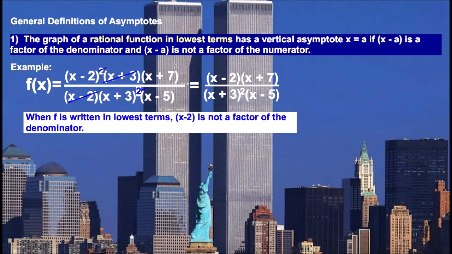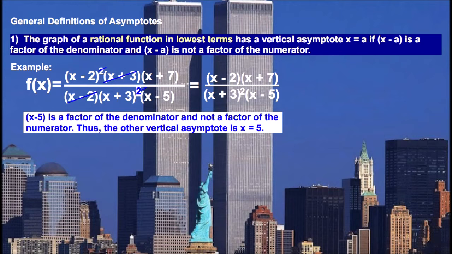When f is written in lowest terms, x minus 2 is not a factor of the denominator. Thus, there is no vertical asymptote at x equals 2. x minus 5 is a factor of the denominator and not a factor of the numerator. Thus, the other vertical asymptote is x equals 5.